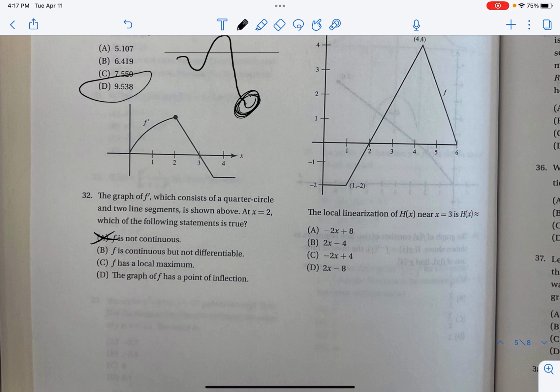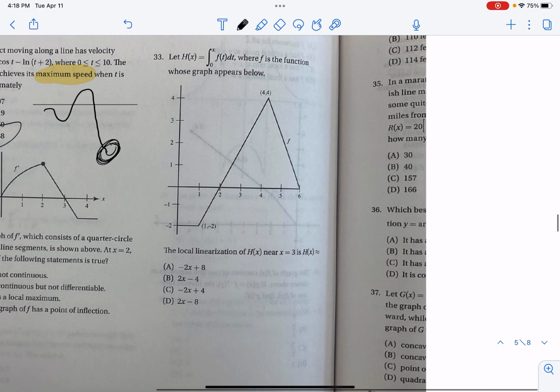It's continuous but not differentiable? No, it's differentiable because the derivative exists. Does it have a local maximum? No. F prime has a local maximum. But what's going on? F prime is positive, positive, positive, positive. F prime is always positive, so F just keeps growing. So D is probably true. F prime is switching from increasing to decreasing, which means, yes, F has a point of inflection. F double prime would be switching between positive and negative. So 32 is D.